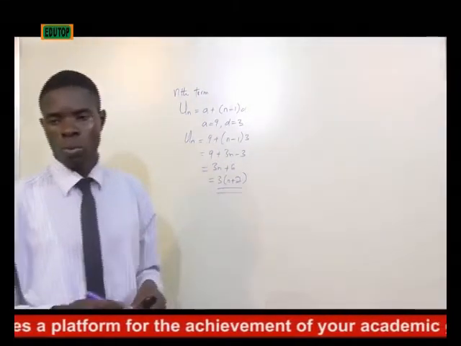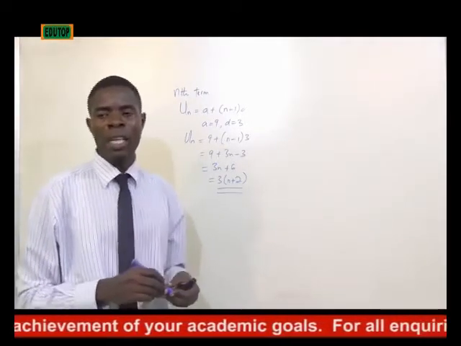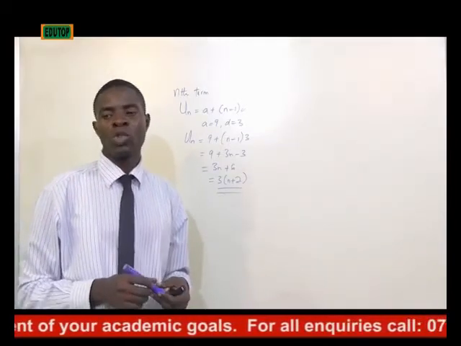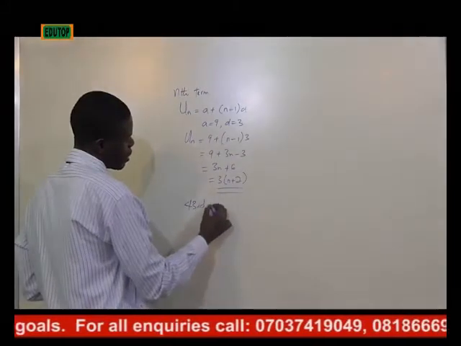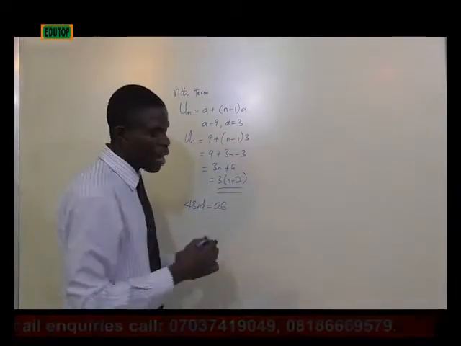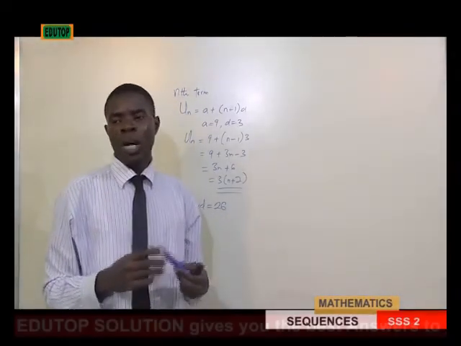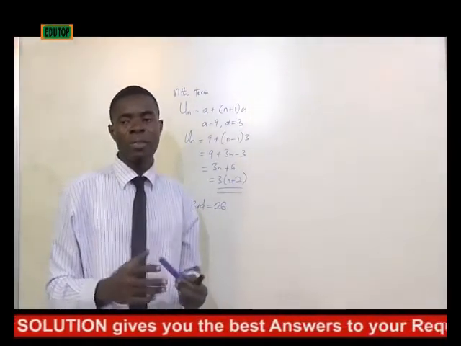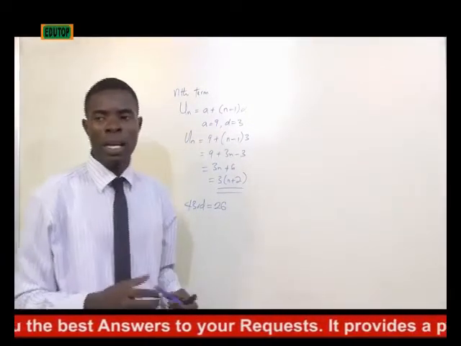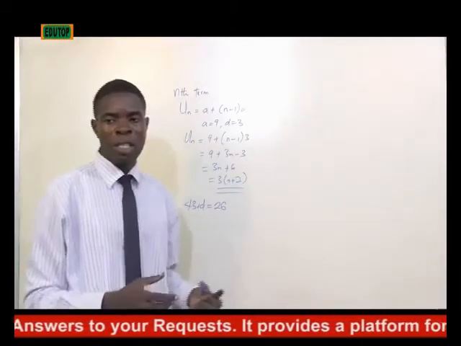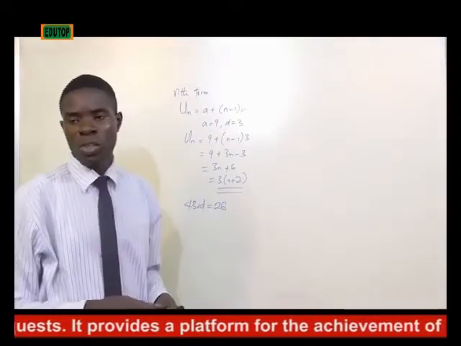Example 2. The 43rd term of an AP is 26. The 43rd term is equal to 26. It is very advisable that once you have a question, the first thing you have to do is to write the information that is given to you down first. Then you will know how to go about the solution. So the 43rd term of an AP is 26. And that is what you have.